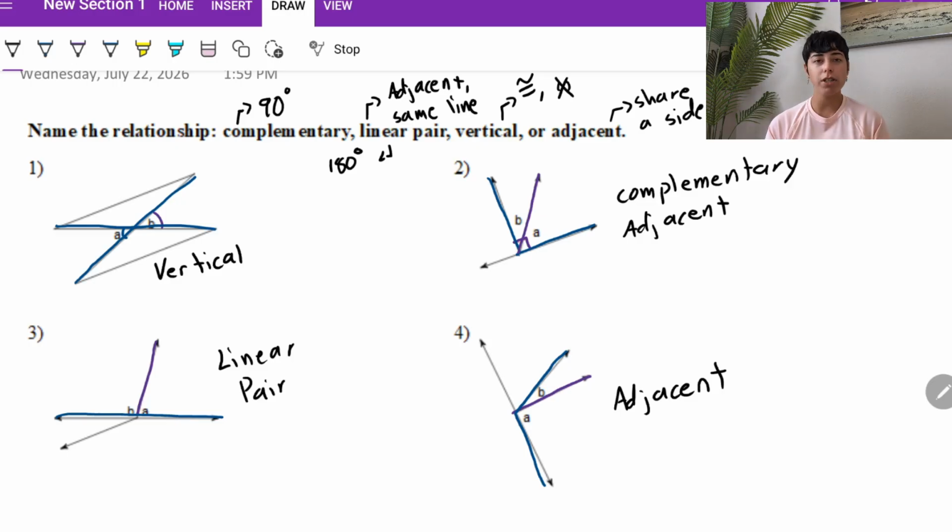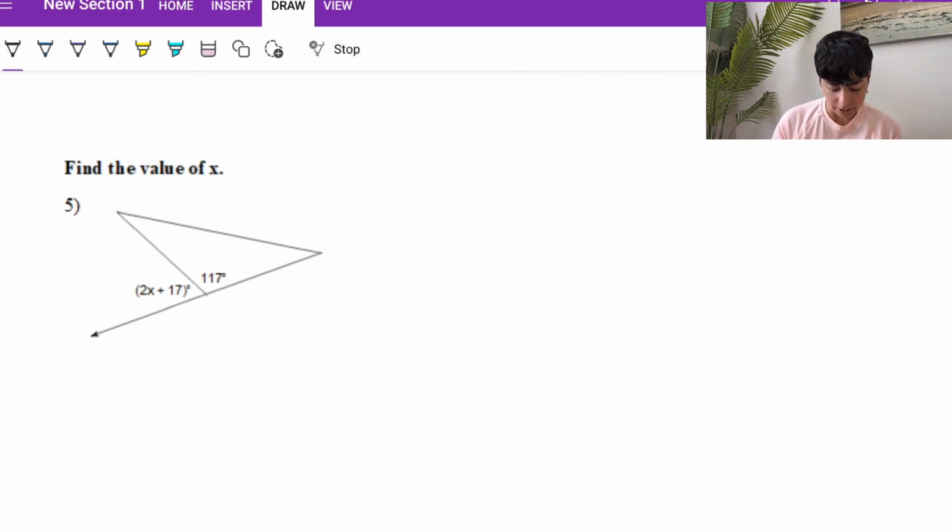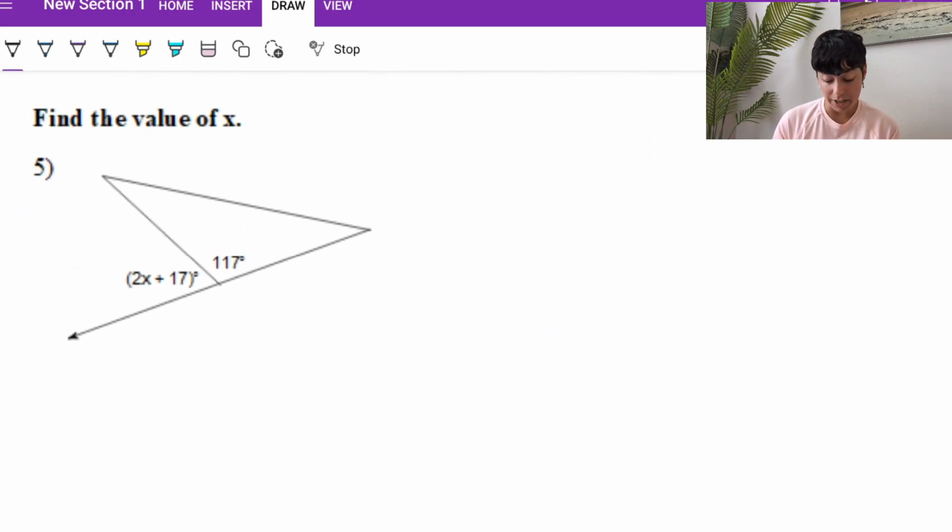Now, we don't just do this to name angles and to have fun describing their relationships. We do this because through their relationships, we can solve more advanced problems. So let's take a look at this one right here. They want us to find the value of x. Now, to be able to set up an equation to find x, we need to first find the relationship between the two angles we were given. So in this picture, we were given 2x plus 17 and 117.